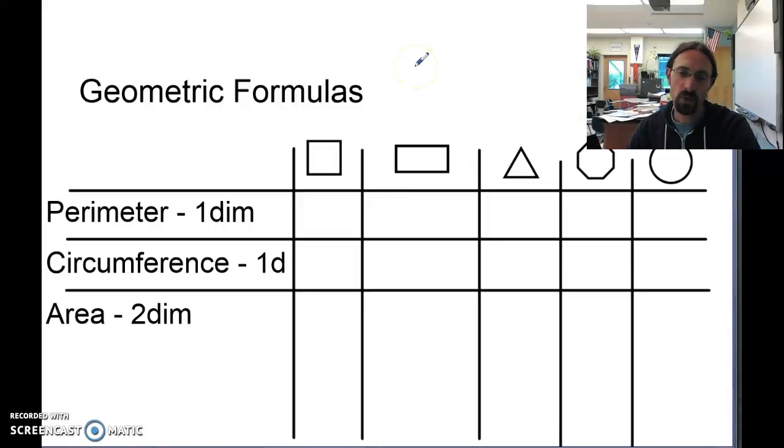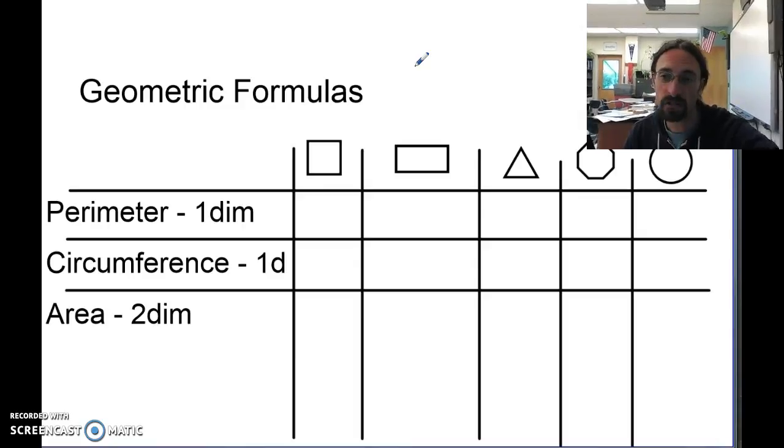In this video, I just want you to get what's called a graphic organizer. It's a note-taking tool. It's a table. So all of this information is in section 1.5 in your book. It's talking about geometric formulas. We are going to be using them throughout the year.